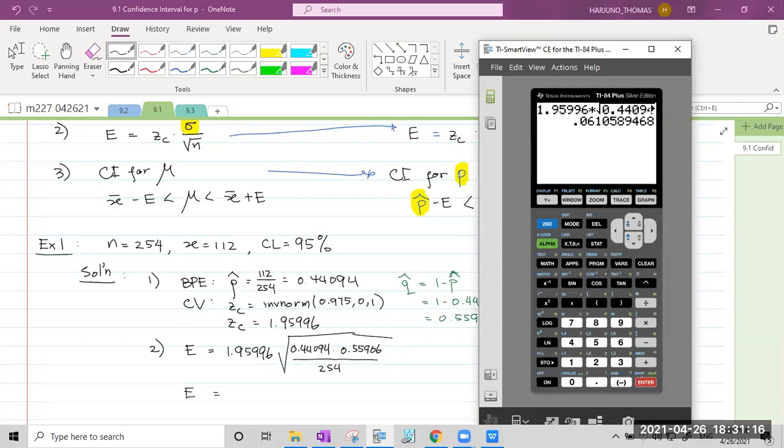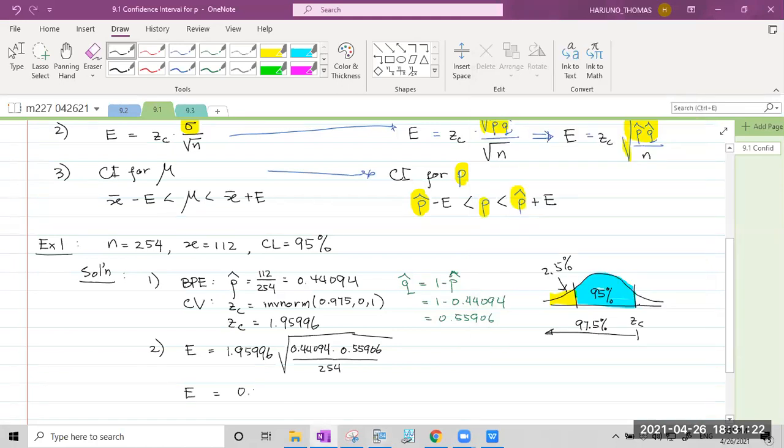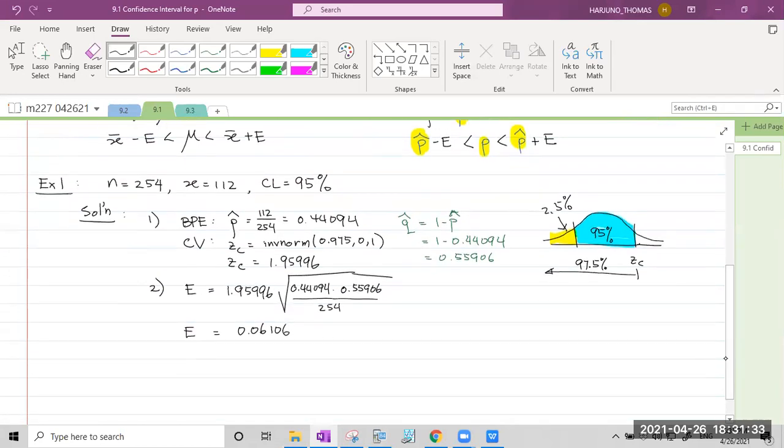So our margin of error is 0.06106. Now, because this is the margin of error for a proportion, we do expect the margin of error should be less than 1. Okay, because this is about proportion, right?